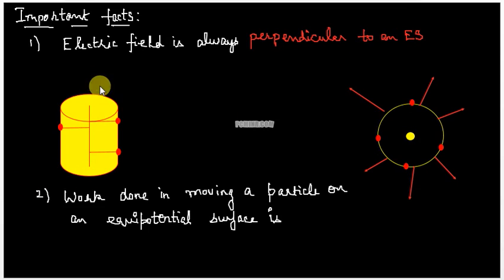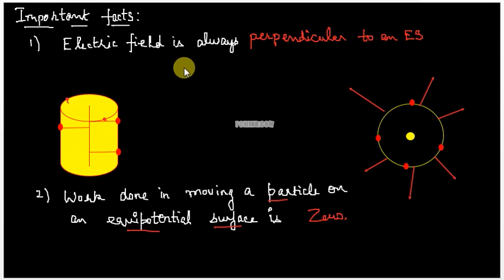And work done. This is also very important. When you have to move a charged particle from here to here, work done depends on the potential difference between the two points. But if you have to move a charged particle on an equipotential surface, there is no potential difference because the potential is the same at all points. Hence, work done in moving a particle on an equipotential surface is 0. So there is no work done in moving a charged particle on an equipotential surface.